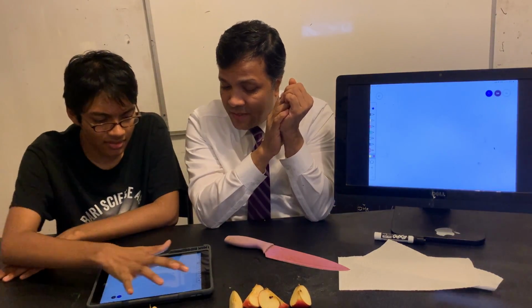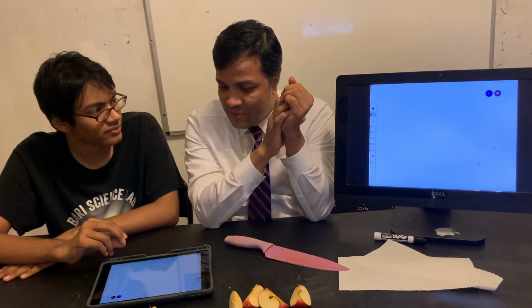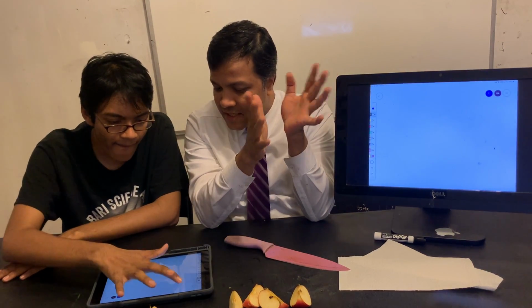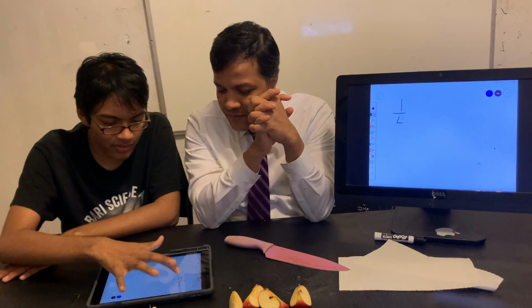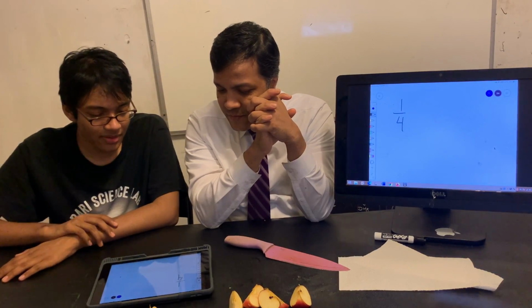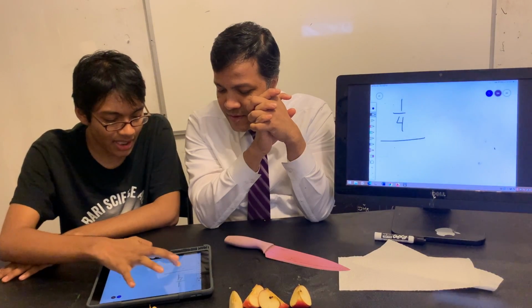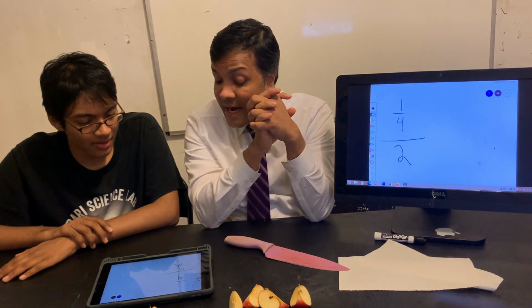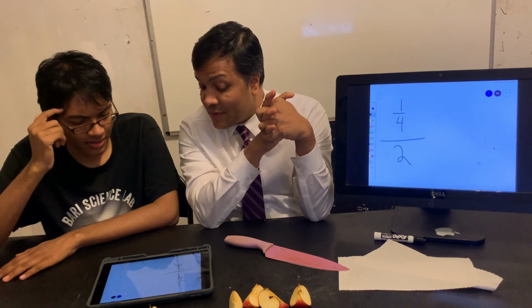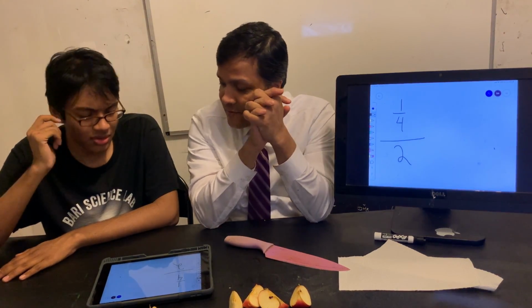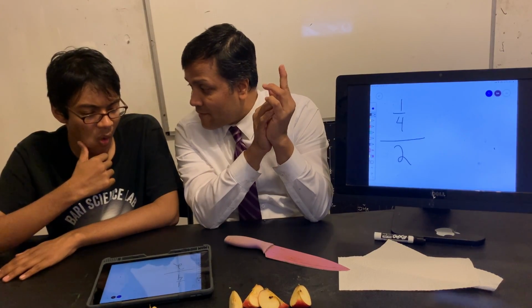You saw me doing it, right? I'm not trying to be Democritus and cut until I couldn't cut it anymore. So you start with the 1 over 4, but then you cut it in half. I cut it in half. Why did you put 2? I cut it in half.